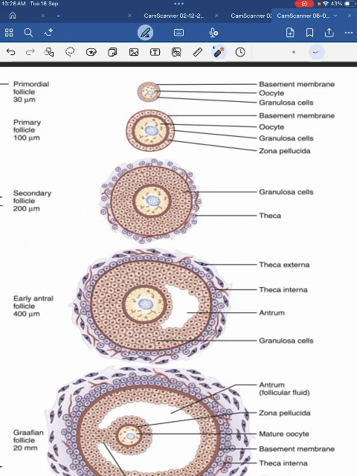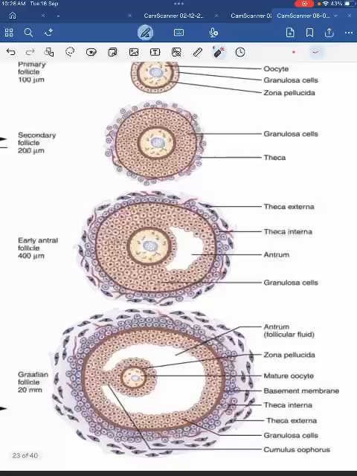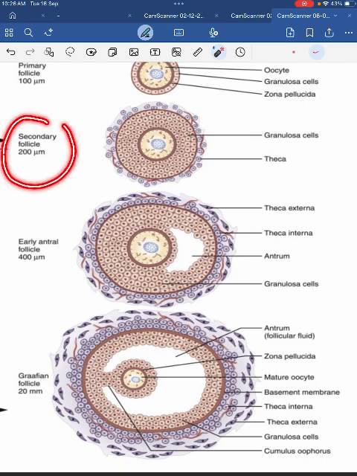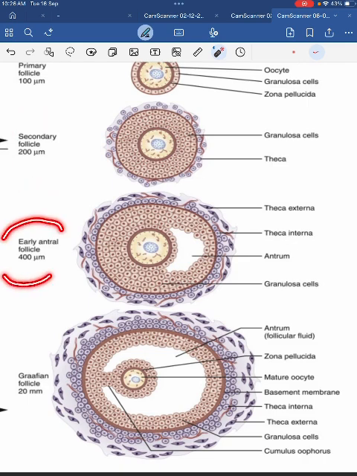If we talk about secondary follicle, you can see here outside the granulosa cells, theca layer appears. This theca layer consists of different types of cells. So when theca layer appears, then we call it secondary follicle. Now this secondary follicle will convert into Graafian follicle. How? You can see what is the difference between the secondary follicle and early antral follicle.